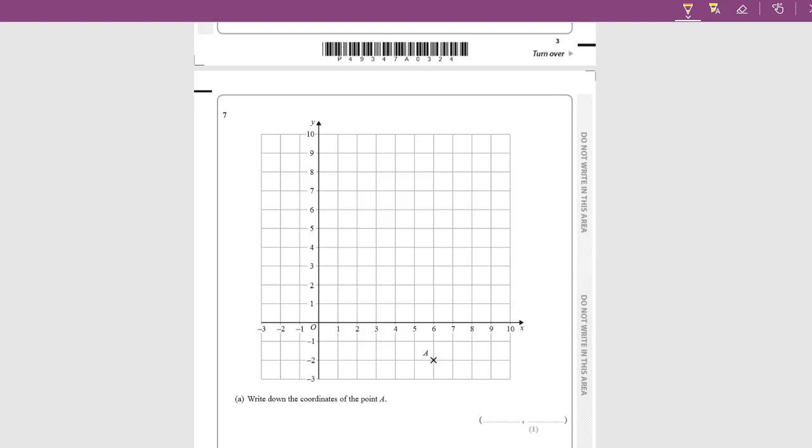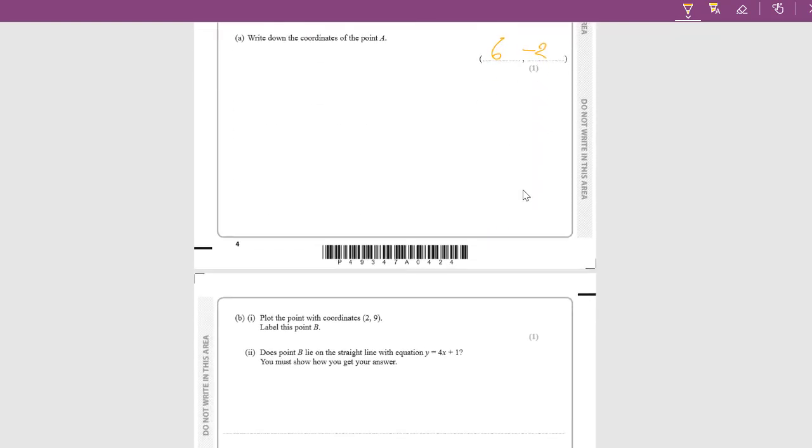Right, question 7. It says write down the coordinates of the point A. We can see that point A is here and it's marked with this cross. So we always take the x coordinate on the horizontal first. If we come across, we can see that it lands at 6. And then we take our y coordinate next. We go into the negative, so you can see that we've got -2. So 6, -2, simple one mark.